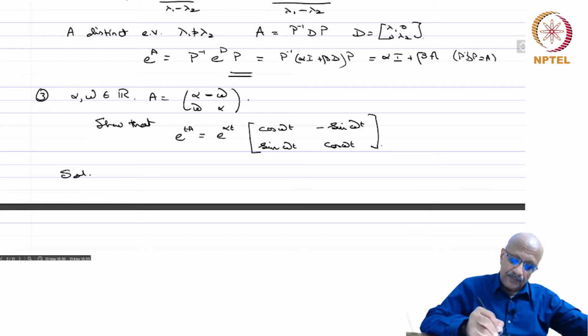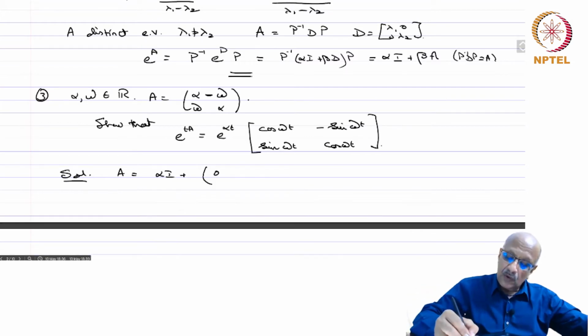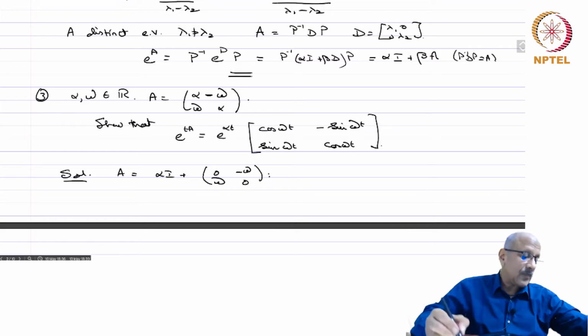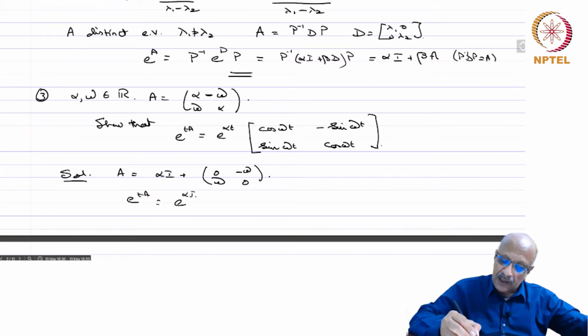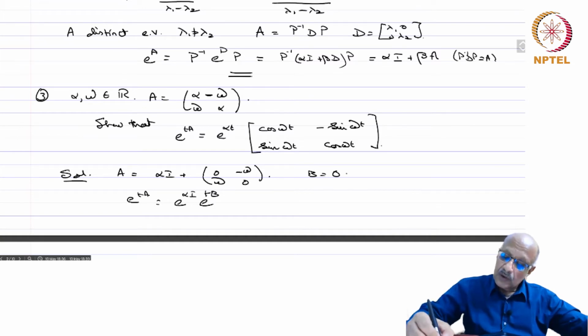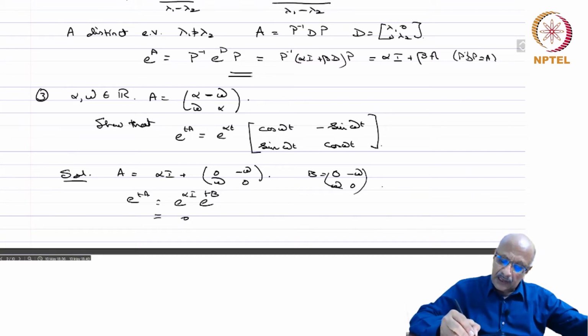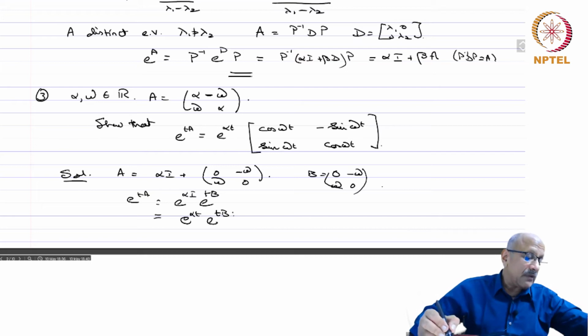So, solution. A can be written as alpha times identity plus [0, minus omega; omega, 0]. Okay. So, if you take e power tA, now e power t alpha I plus tB is a sum of two matrices that commute because one of them is identity, and therefore this will be e power alpha I t times e power tB, where B is equal to [0, minus omega; omega, 0]. But e power alpha I t is nothing but e power alpha t times I. So that is e power alpha t times e power tB.